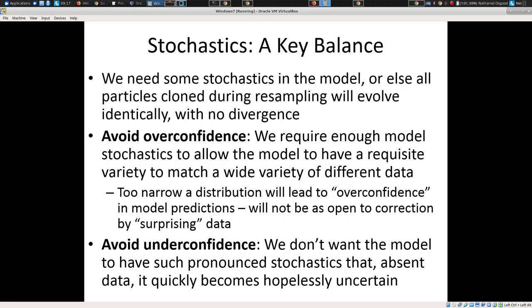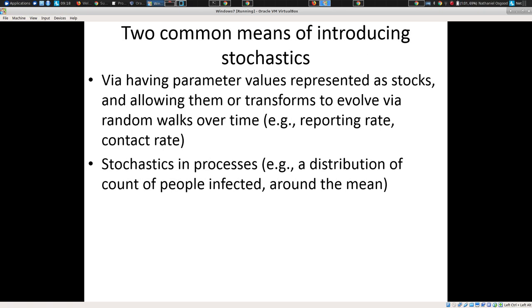By contrast, we want to avoid underconfidence here. We want to avoid a model that has such pronounced stochastics that if we consider what's likely to occur tomorrow or the next day, it just throws up its hands and says, I have no clue. We want a model that captures the regularities well enough that it allows us to look forward maybe another month, another 2 months, however long our time frame demands, but it's not so overconfident that it dismisses new data coming in.